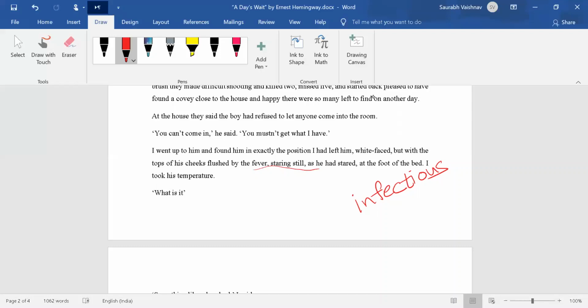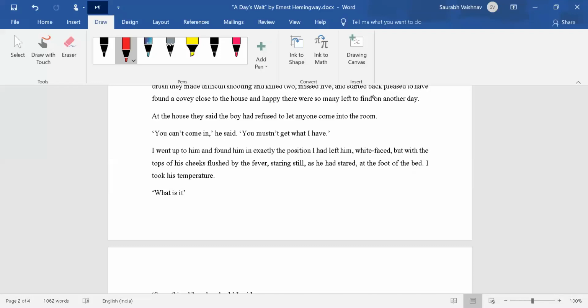I went up and found him in exactly the same position I had left him, white-faced, but with the top of his cheeks flushed by the fever, staring still as he had stared at the foot of the bed. So Shards is in the same condition. He's still white-faced, still suffering from fever, still resting, and he's very sick.